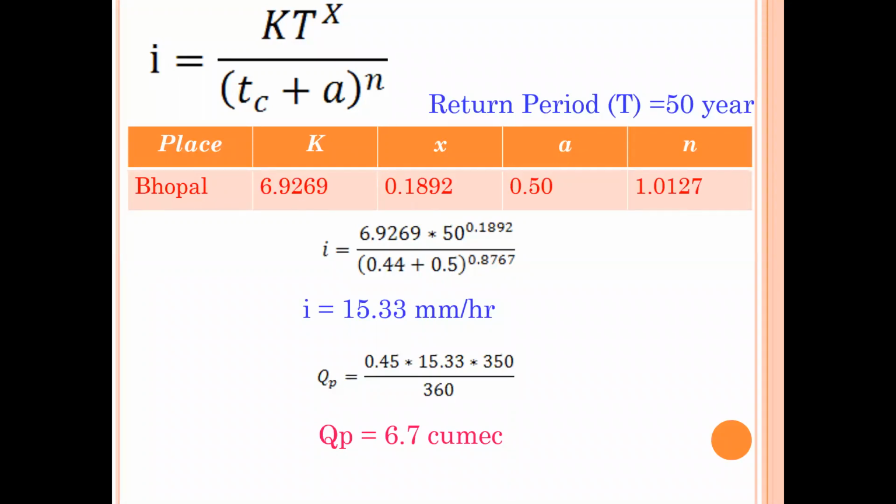So I think no question is there in this. So can we close this session or?